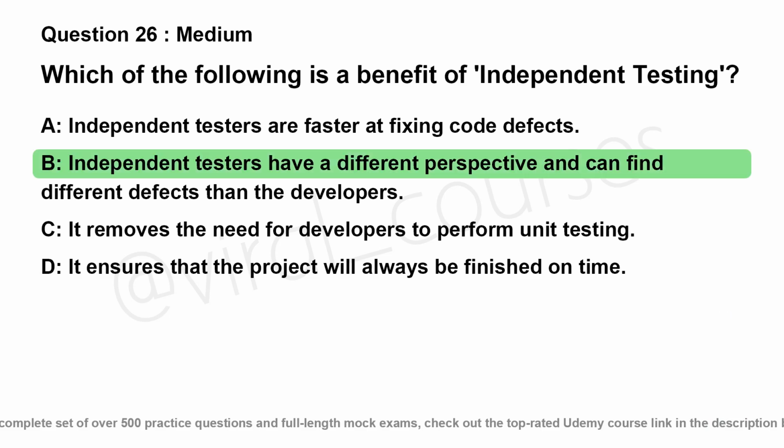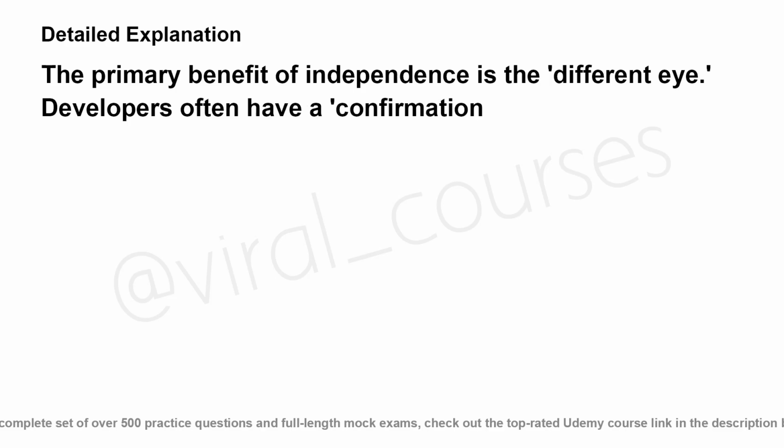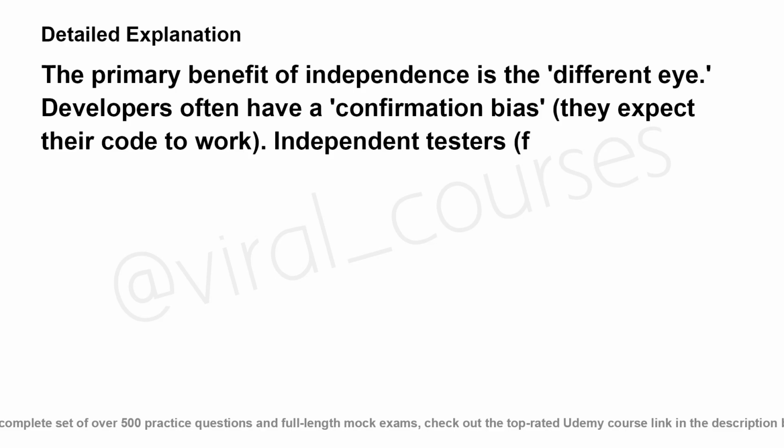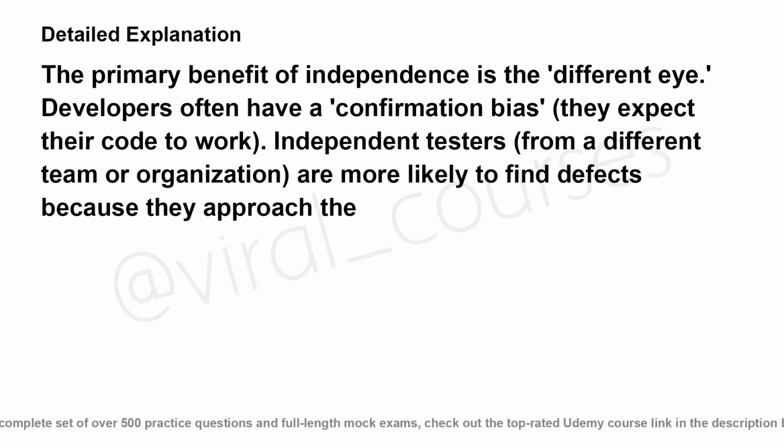The correct answer is B. The primary benefit of independence is that developers often have a confirmation bias. They expect their code to work. Independent testers from a different team or organization are more likely to find defects because they approach the system with fewer assumptions.